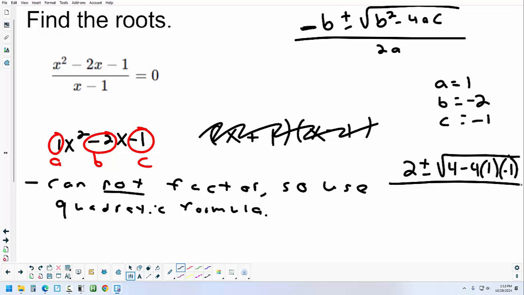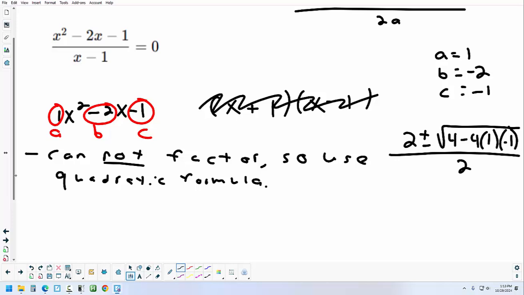2 times 1, which is 2. Okay, so now we've got to just simplify that, and then that's our answer. So 2 plus or minus. What's 4 times 1 times negative 1? Negative 4. Right.